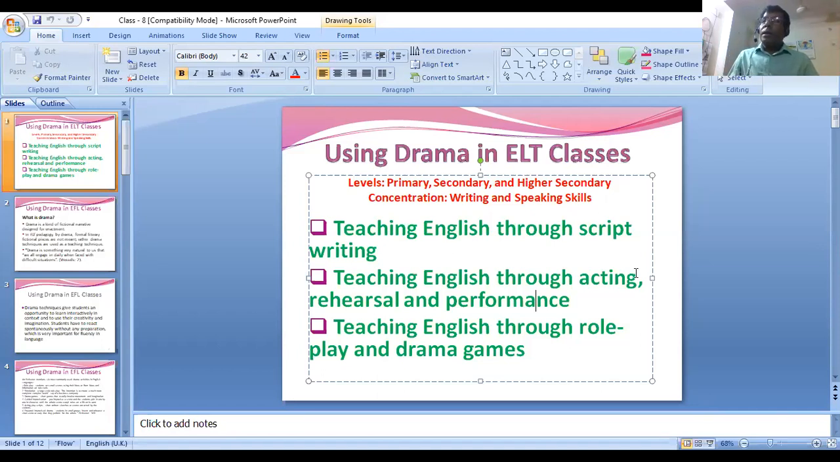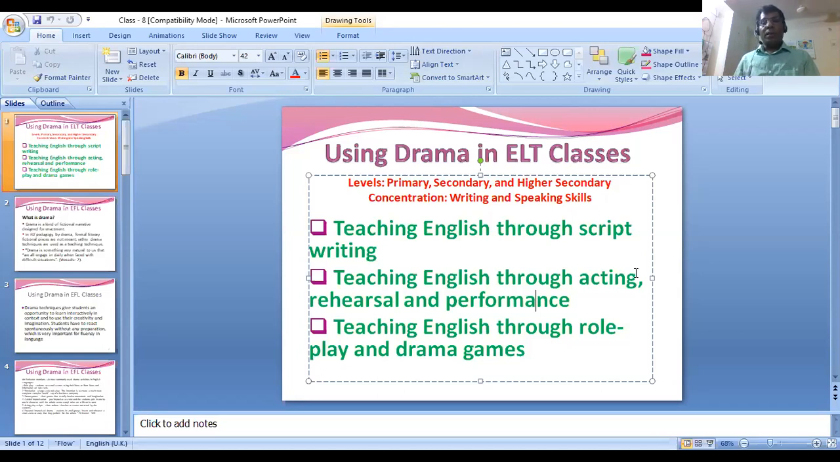And what things can we teach them by using drama? We can teach them writing and speaking by using drama. These are the two things that we can do very significantly. That means we can help our students learn writing and speaking. We can develop their writing skills and speaking skills by using drama in English language classes. We can teach them script writing. We can teach our students English through script writing.